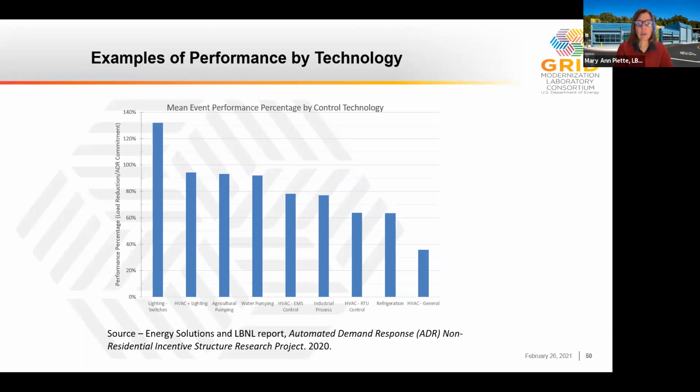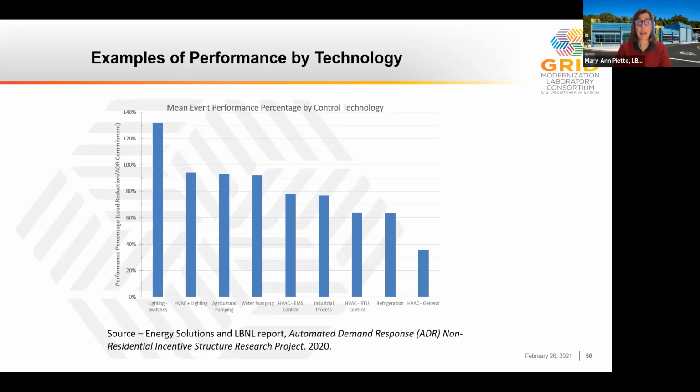So there's a variety of different kinds of facilities here. In California, these incentives have gone out to commercial buildings, they've gone out to agricultural pumping, they've gone out to industrial control systems, and we're starting to look at, again, what is the performance of the different end uses.